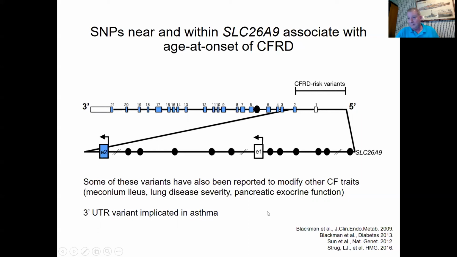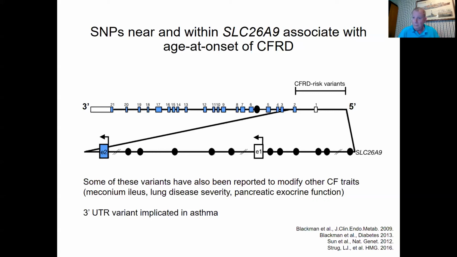and work by Lisa Strug and her colleagues, work with data that had been generated years prior from Peter Durie using immunoreactive trypsinogen, showed evidence that these variants also play a role in pancreatic exocrine function. So, and then finally, work by Marcus Mall and his group showing a 3' variant, 3' untranslated region variant implicated in asthma. So obviously, something's going on with this gene. There's genetic variants that are being implicated in several CF phenotypes as well as another pulmonary phenotype.